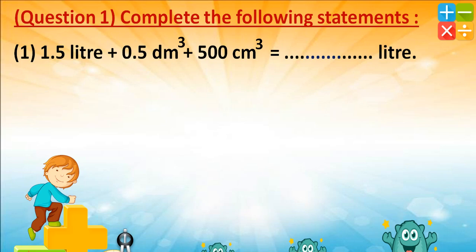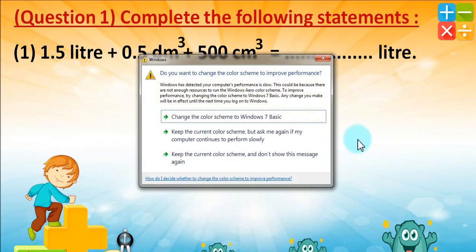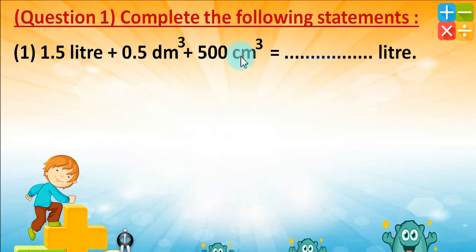Okay, how can we do that? We know that cubic decimeter equals 1000 cubic centimeter. So, when we convert cubic centimeter to cubic decimeter, we divide it by 1000. So, 500 cubic centimeter equals 0.5 cubic decimeter. Here we have half. And here we have half, and also we have 1.5, so the result is 2.5 or 2.5 liter.